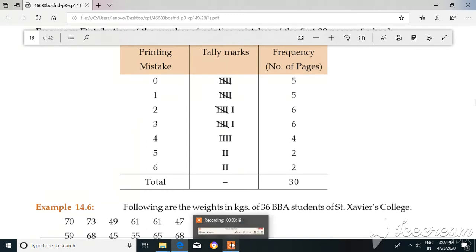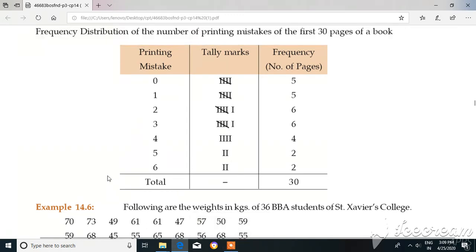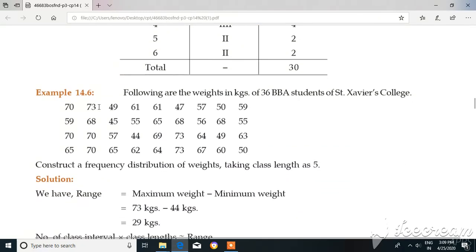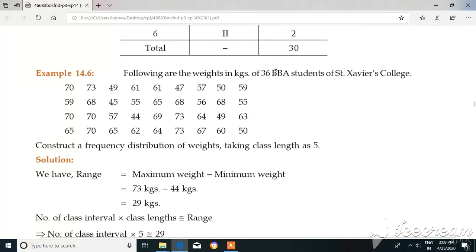Now let us come to our next problem. The following are the weights in kgs of 36 BBA students in the college. So this is the weight of students given by them. Now this data is large. How many are there? 1, 2, 3, 4, 1, 2, 3, 4, 5, 6, 7, 8, 9. So 4 into 9 is 36. Yes, 36 observations are there.